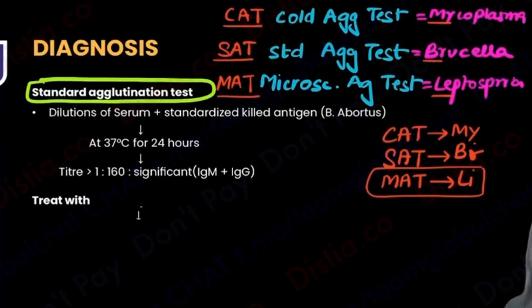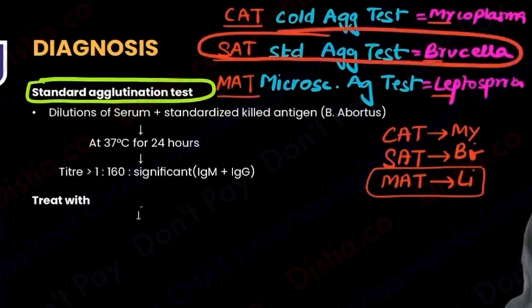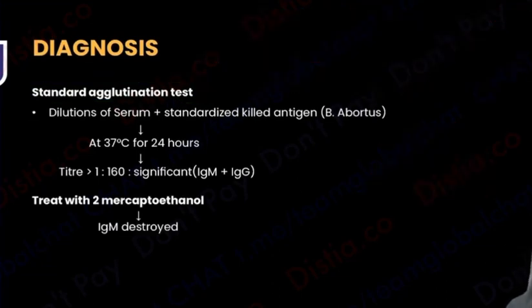So here I'm doing the standard agglutination test. Standard agglutination test means I'm doing it for Brucella. So now let's do the details. What is the standard agglutination test? Agglutination means you're going to take an antigen and an antibody. From the patient, you will get antibodies.